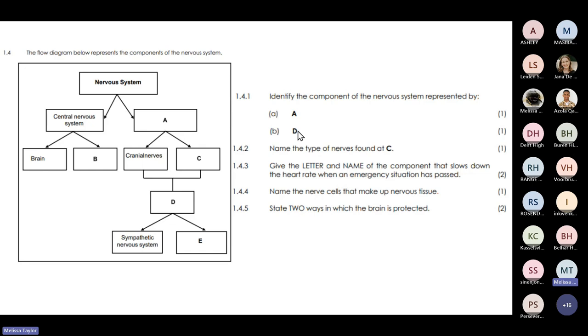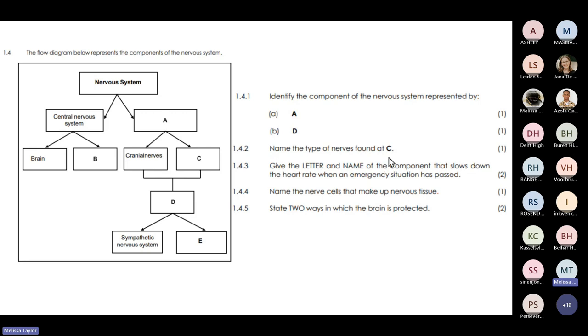Then D, D is the autonomic nervous system. Be careful to spell it correctly. Not automatic, although it acts as a system that is automatic, it is called the autonomic nervous system. And automatic means something different, or it has its own meaning. So you need to spell that correctly.